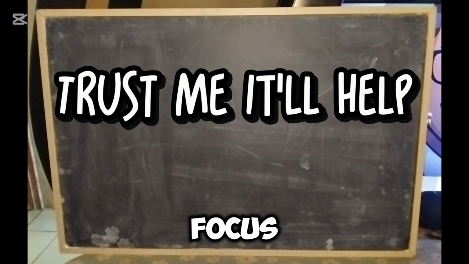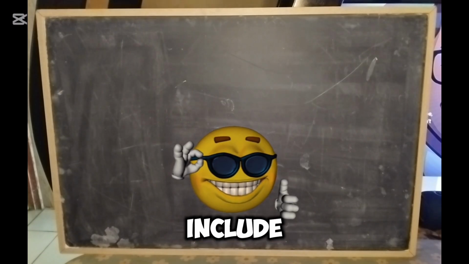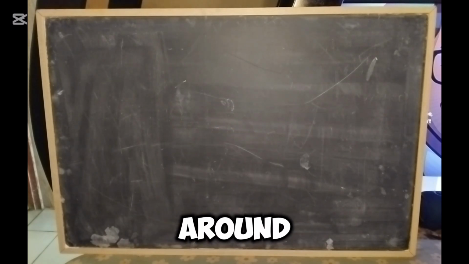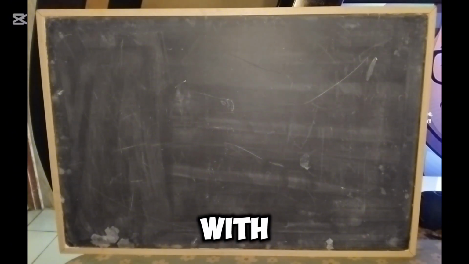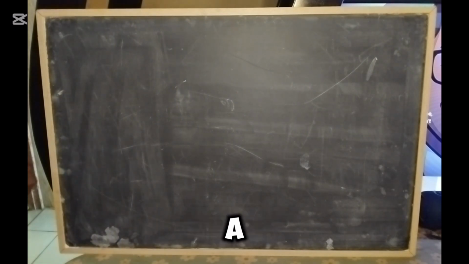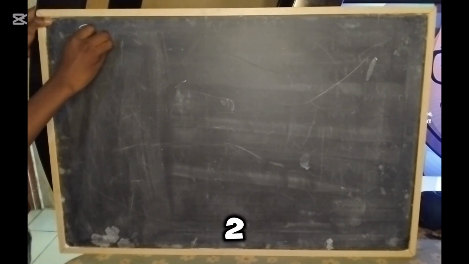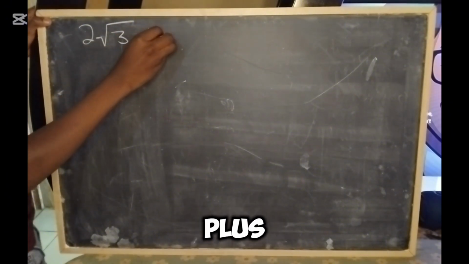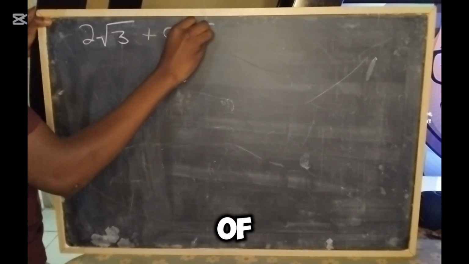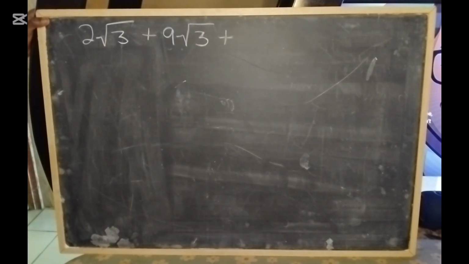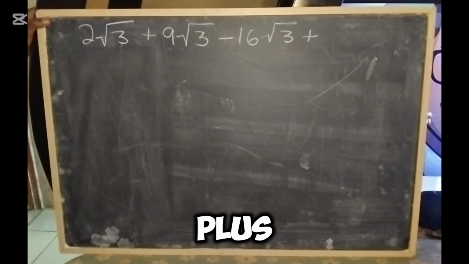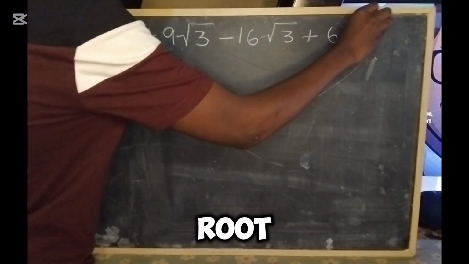Hello guys, today we're going to focus on surds that include roots, but I'll show you how to counter such questions. Stick around and go with me throughout the whole video. Let's come on. You might be given a question that says 2 square root of 3 plus 9 square root of 3 minus 16 square root of 3 plus 6 square root of 3.